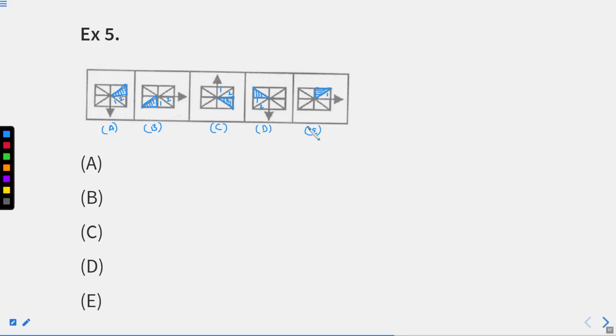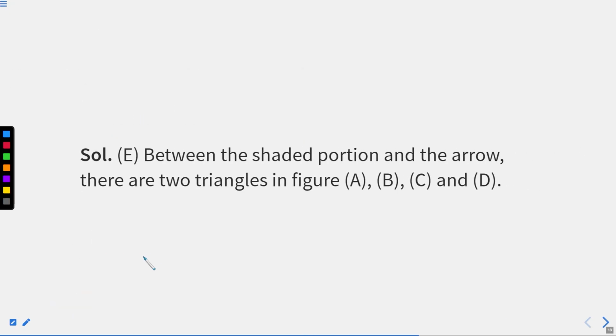So we can easily figure out every figure is having two triangles in between the shaded region and the arrow except E. Hence E is your answer, right? I hope this part is clear as well. What we did, we have checked the common characteristic part. Every figure, a triangle and an arrow, is having two vacant triangles in between them except figure number E. Hence it is your answer, right?